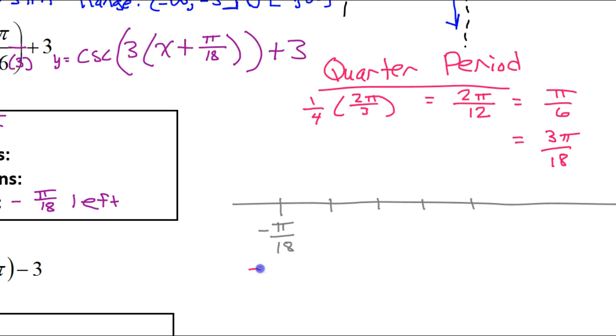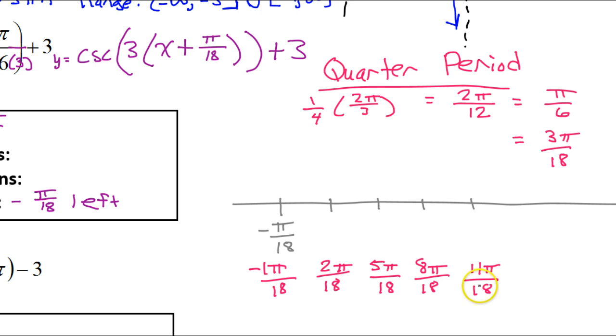Okay, so I'm starting at negative pi over 18. If I add 3 to that, that's going to be 2 pi over 18. If I add 3 more, that's going to be 5 pi over 18. If I add 3 more, that's going to be 8 pi over 18. And if I add 3 more, that's going to be 11 pi over 18. Is this making sense so far? Yeah, I got it now.